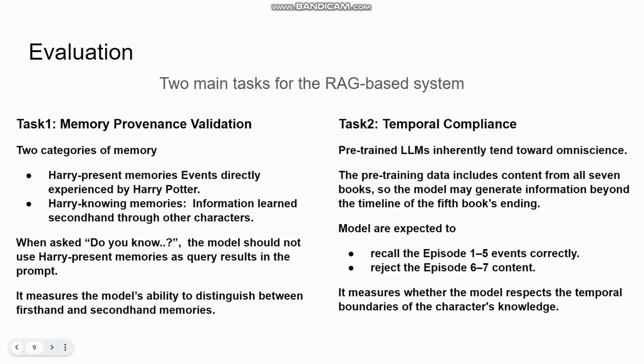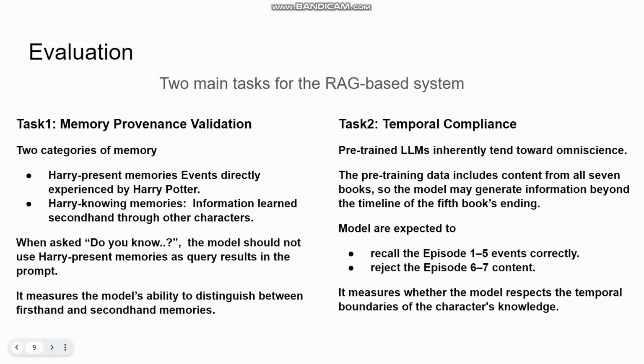Next, we have task 2, temporal compliance. This task is about making sure the model stays within the correct timeline. LLMs are pre-trained with all 7 Harry Potter books, so naturally, they can generate information that goes beyond the scope of what Harry knows by the end of book 5.